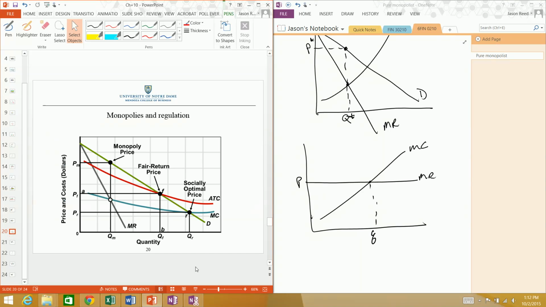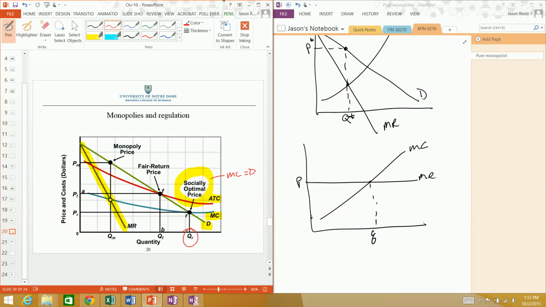So what does this look like for us? If we see this graphically then, we have these three different outcomes that we could achieve. So we have our downward sloping marginal revenue curve. Then we have our demand curve, our marginal cost curve, and then we have our average total cost curve. So why is this the socially optimal price? Well, essentially it's just because it's where marginal cost is equal to demand, right? This then becomes our socially optimal, or allocative efficient, outcome.